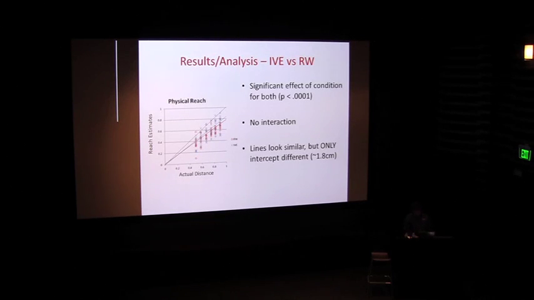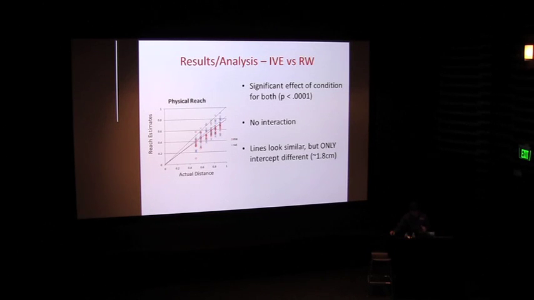So what did we find? What did the universe reveal to us? From the analysis of the results, we did a multiple regression where we looked at the main effect of actual distance to make sure that the system is actually working, the main effect of condition. Is there a difference between immersive virtual environment viewing versus real-world viewing? And then we looked at the interaction, which is basically the slopes. And we chose multiple regression because we were looking at a relationship between one continuous variable, actual distance, to another continuous variable, perceived distance, rather than a categorical variable such as what you have in an ANOVA.